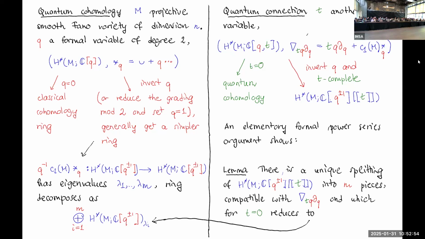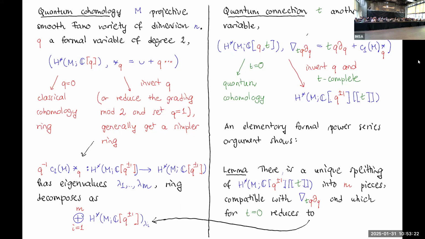On the other hand, this is maybe not a good idea because the classical cohomology ring is quite complicated. Almost everything is nilpotent, right? So the other thing is where you set Q equals 1. Since Q has degree 2, if you set Q equals 1, you destroy the grading. So let's say we invert Q, and generally the ring will become simple. Okay? So this is the graded ring, and here I already inverted Q, as you can see.